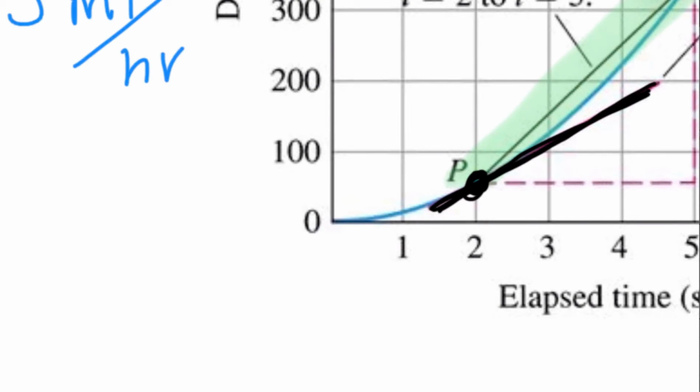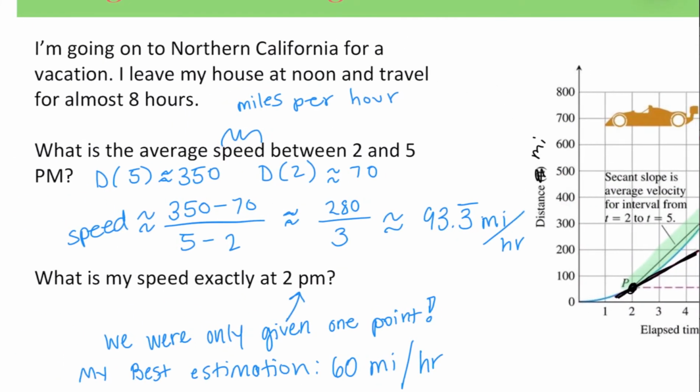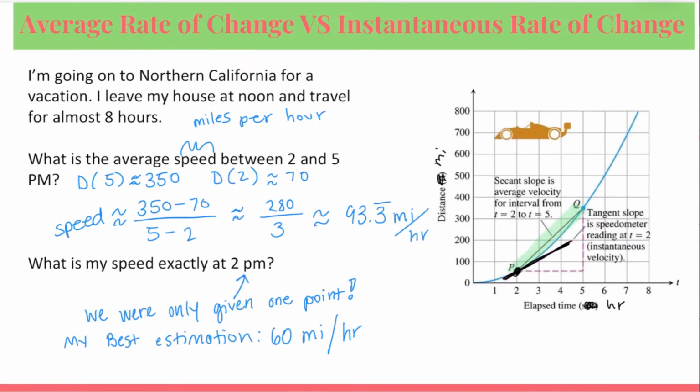I just gave a guess of about 60 miles per hour because I know that the slope is less. My slope before was 93.3, and then the slope got less steep, so I estimated about 60 miles per hour. But you could have gotten a different answer.